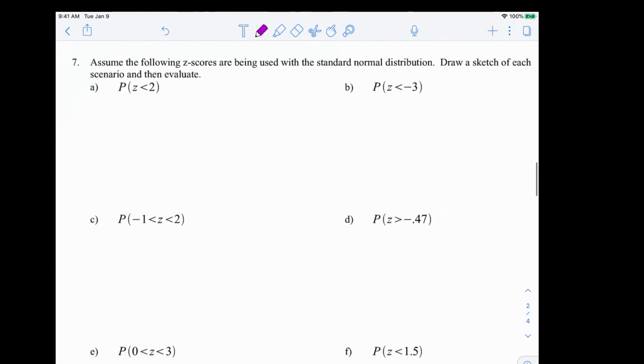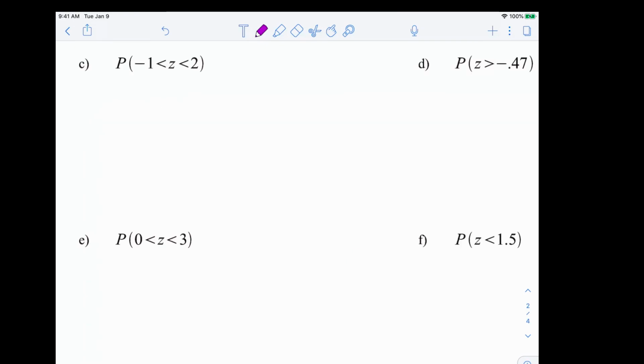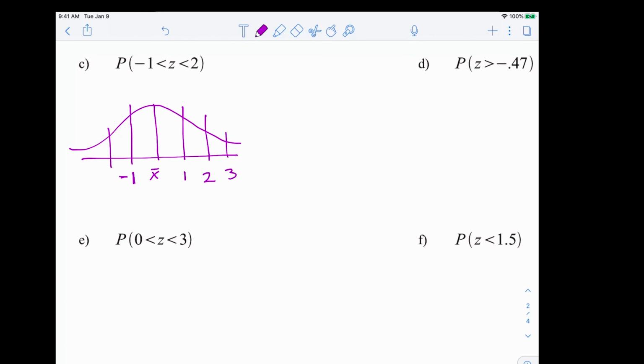The last problem I'm going to do is number 7C. On number 7, it says to assume that each of the following z-scores are being used with the standard normal model, so just our normal distribution. In this particular case, for part C, I'm going to sketch the model, and my mean would be in the middle, and then they're just giving me z-scores. So -1 would be right here. That would be a +1. Here would be a +2, 3, and then also -2, -3.